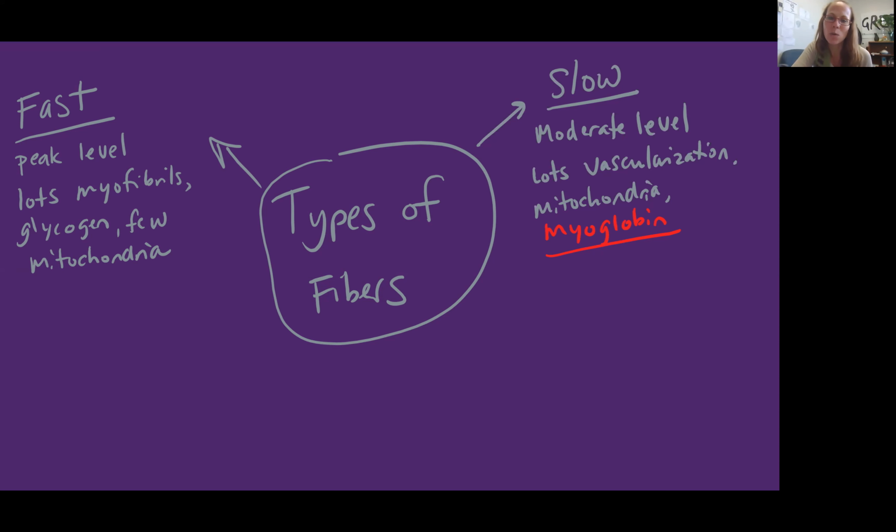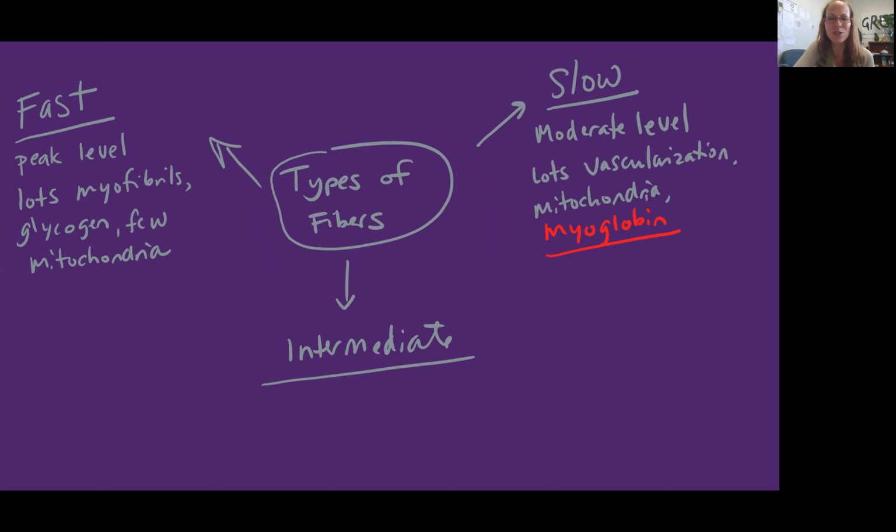Now, humans, we have pink meat, right? So we have a mixture of fast and slow fibers. That is genetically determined. So you have kind of a window of whether you're more of a sprinter or a marathon runner. And then we also have, and other animals do too, what are called intermediate fibers. And these are going to be like a combination. They're going to have characteristics that adapt them for peak level of activity and characteristics that adapt them for moderate level. Now, my understanding is these are the fibers that you're training.